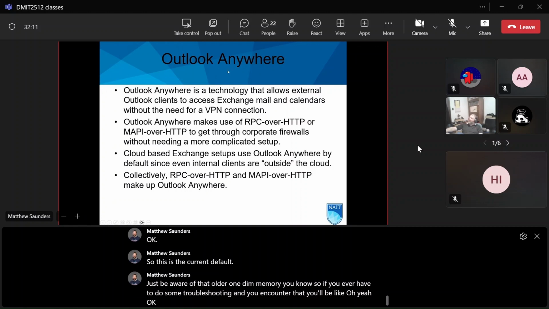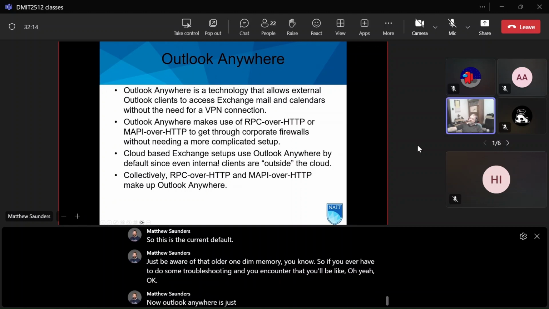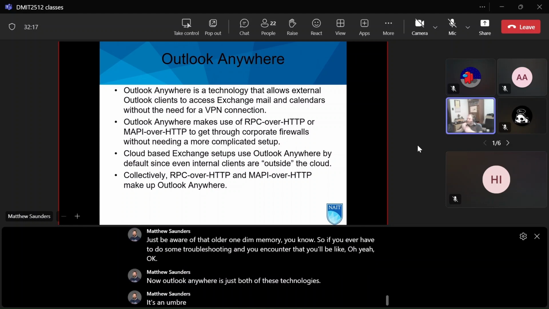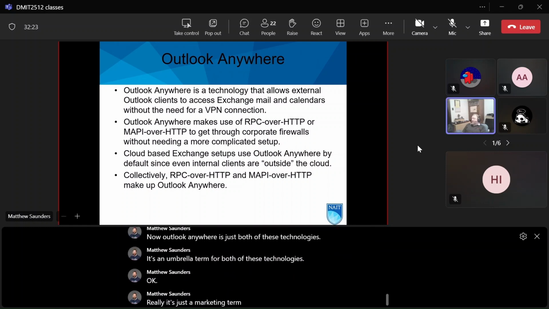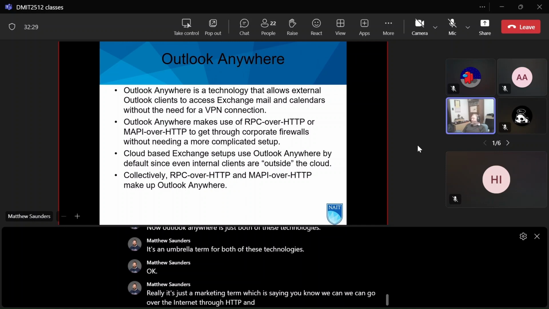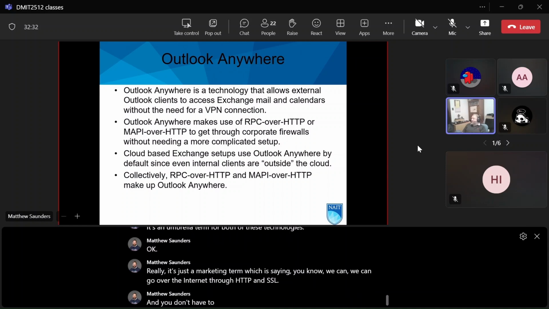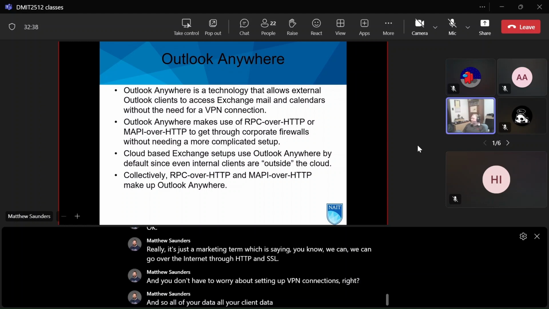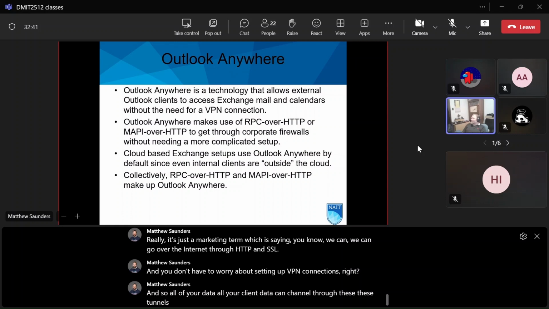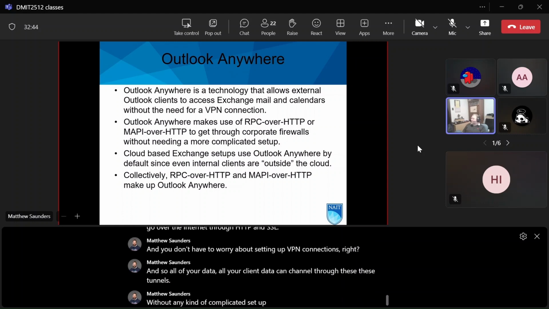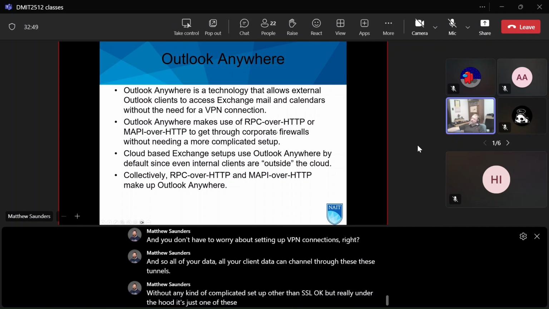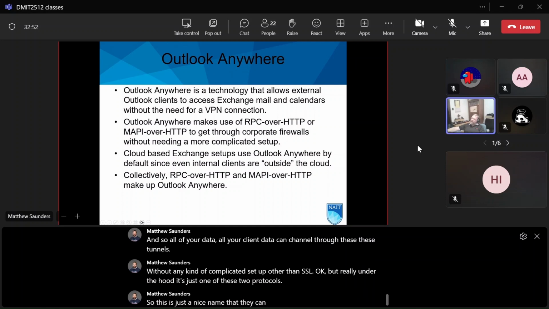Now, Outlook Anywhere is just an umbrella term for both of these technologies. Really, it's just a marketing term, saying we can go over the internet through HTTP and SSL, and you don't have to worry about setting up VPN connections. All of your client data can channel through these tunnels without any complicated setup other than SSL. But under the hood, it's just one of these two protocols. It's just a nice name they can use to sell it a little better.